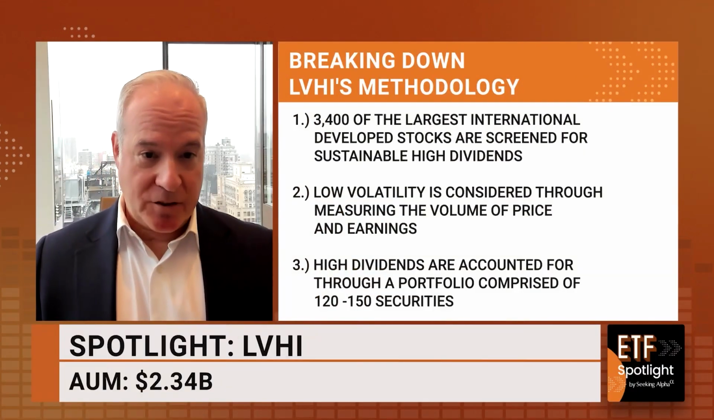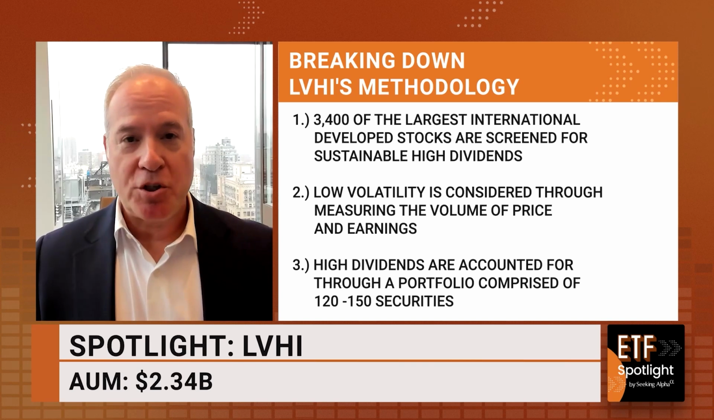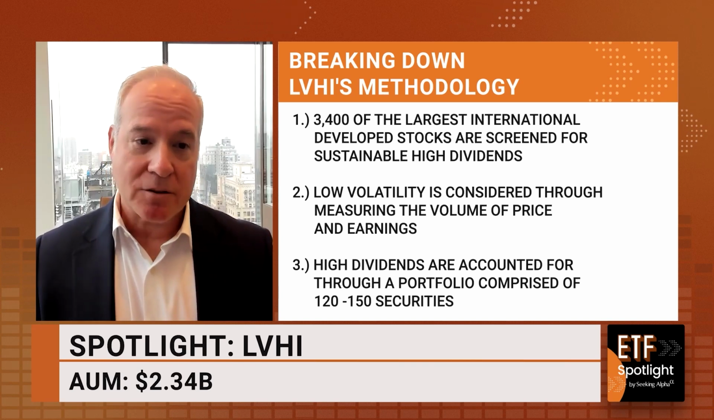Makes total sense. So let's talk about specifically LVHI again, this index. So you have the Franklin International Low Volatility High Dividend Hedged Index. What factors go into considering the makeup of the index? Sure. Well, we start with the index's 3,400 largest international developed stocks.